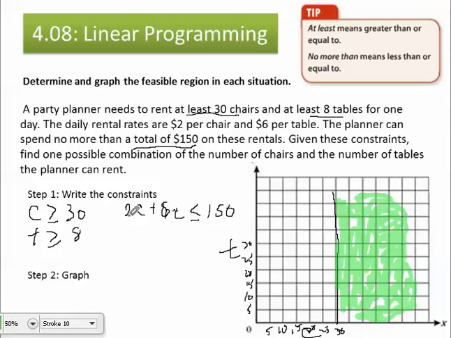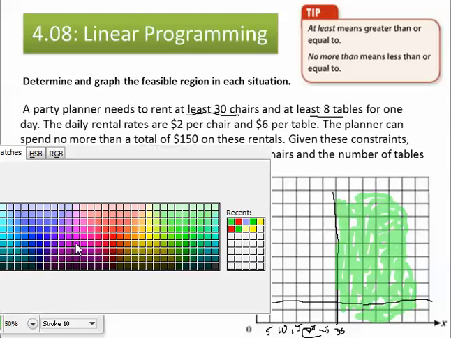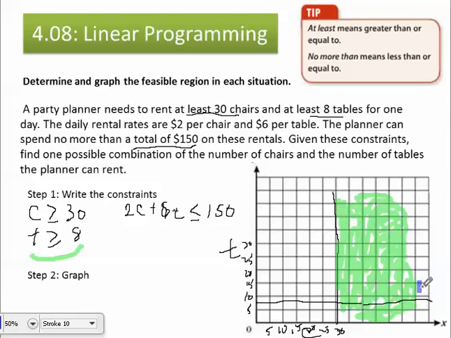Now I need to get the area for T greater than or equal to 8. T is going to be my up and down. It has to be greater than or equal to 8. Well, 8 is this line right across here, like that. Didn't do a real good job of that line, but I tried. Then I need to shade everything above that line because it's greater than or equal to 8. So I'm going to pick blue for the tables, and it's going to be everything up in here.